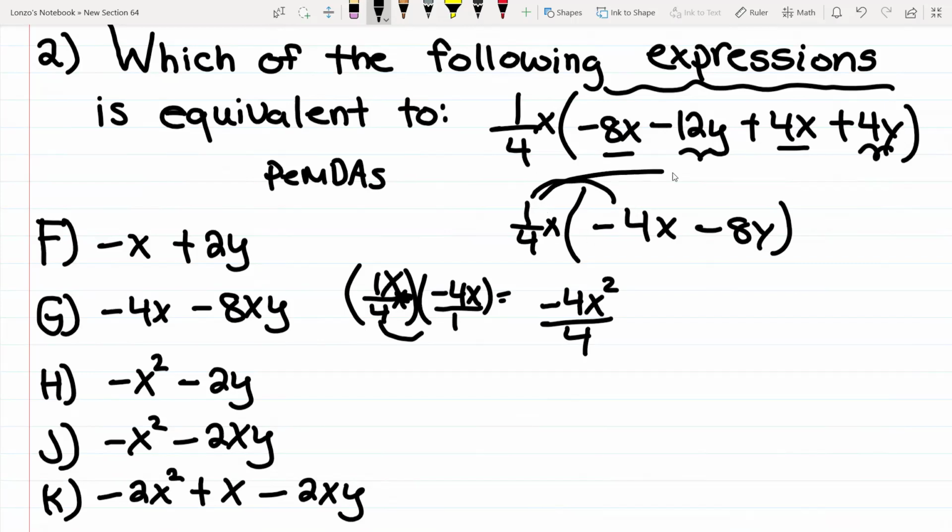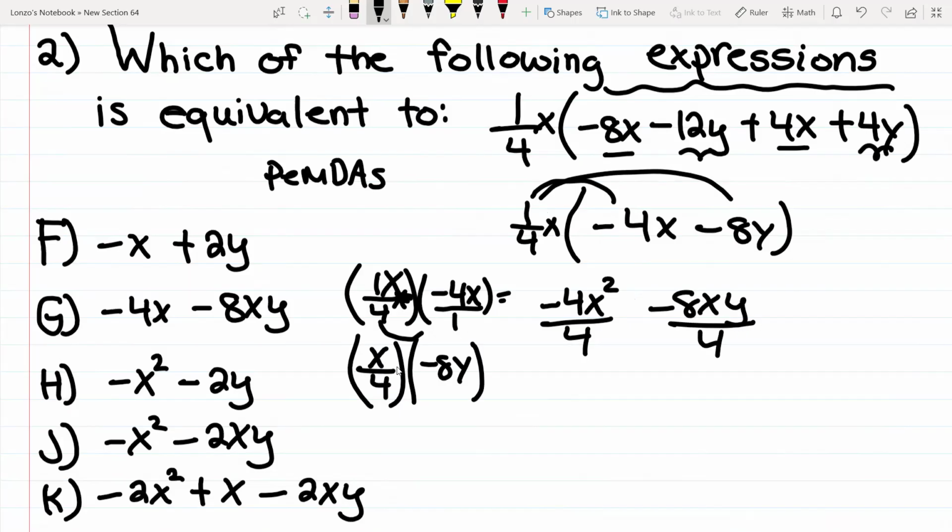And then FOIL this out. What is 1/4 x times negative 8y? You can write it out if you get lost. You could say x over 4 times negative 8y. That's going to be negative 8xy over 4. This has an invisible one. Remember, when you're multiplying fractions, you multiply straight across, not crisscross. And then clean this up.